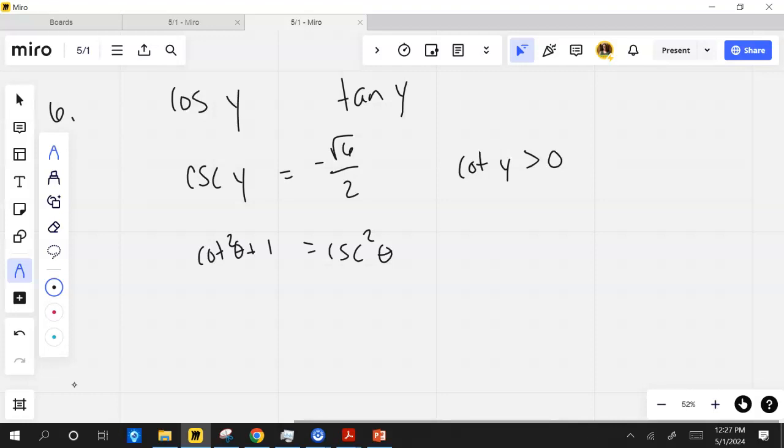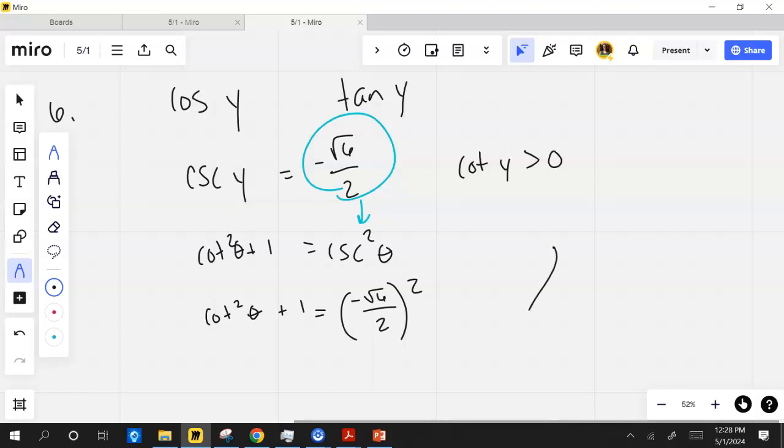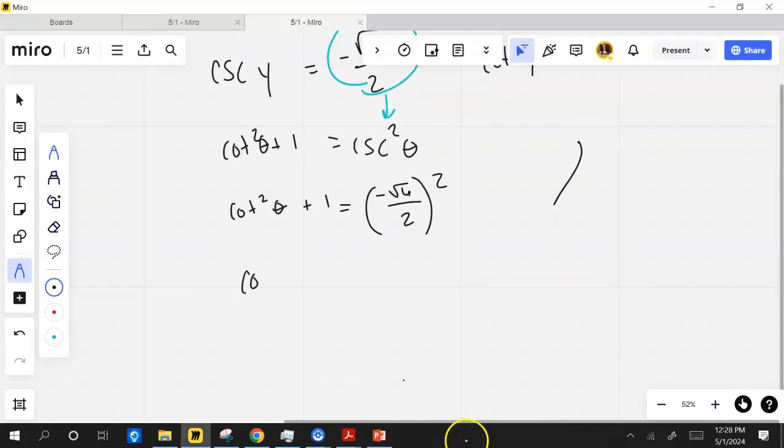Yeah, you've got to use that. So I'm going to plug that in. Cotangent squared plus 1 equals, I know what cosecant is, right? So this is negative square root of 6 over 2 squared. Everybody at least start there? Right, so if I square here, I get cotangent squared theta plus 1 equals 6 over 4.